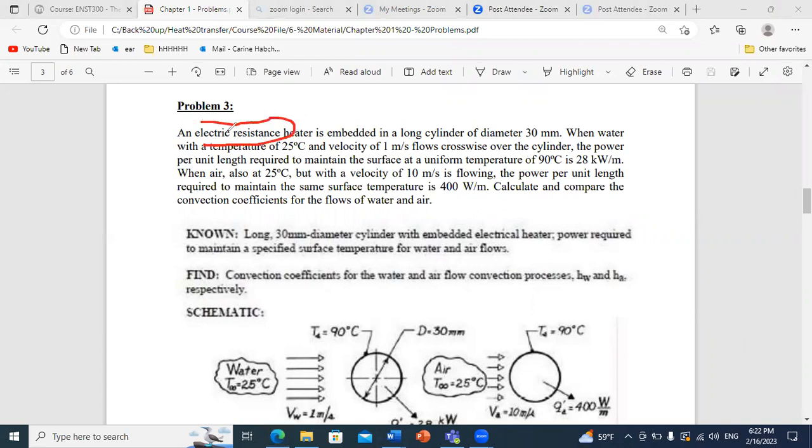When water with a temperature of 25 degrees and a velocity of 1 meter per second flows crosswise over the cylinder, the power per unit length required to maintain the surface at a uniform temperature of 90 degrees is 28 kilowatt per meter. Now, when air also at 25 degrees but with a velocity of 10 meters per second is flowing, the power per unit length required to maintain the same surface temperature is 400 watt per meter. Calculate and compare the convective coefficients for the flows of water and air.